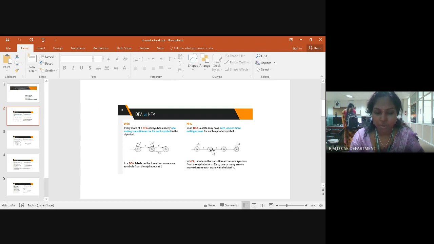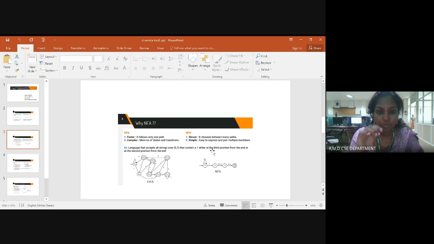In a DFA, the label on the transition arrow is a symbol from the alphabet set sigma. But in an NFA, the label on the transition arrow is a symbol from the alphabet or epsilon, and zero, one or more arrows can be formed. DFA is faster, but NFA is slower. Why is DFA faster? It follows only one path. But the NFA is slower because it chooses between many paths. The DFA is complex, with more states and transitions, but the NFA is simple.